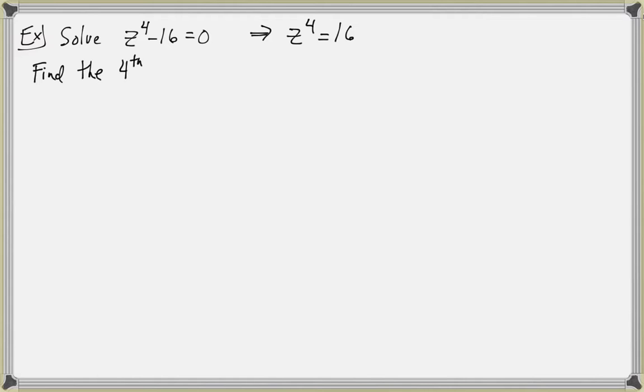So let's look at an example of the set of nth roots of a complex number. Suppose I want to solve the polynomial equation z to the fourth minus 16 equals 0. Well, this equation is equivalent to z to the fourth equals 16, and essentially we're finding the fourth roots of 16. So we need to find the fourth roots of 16.